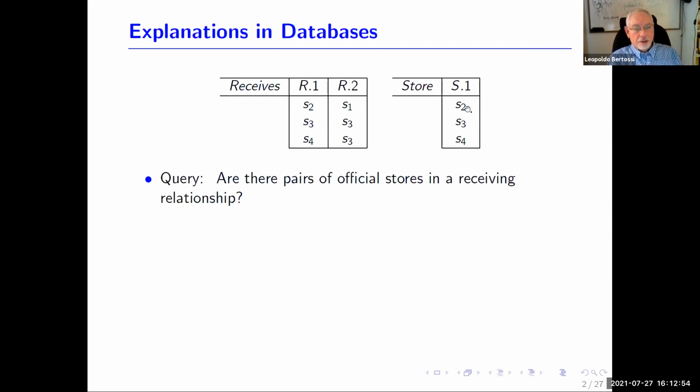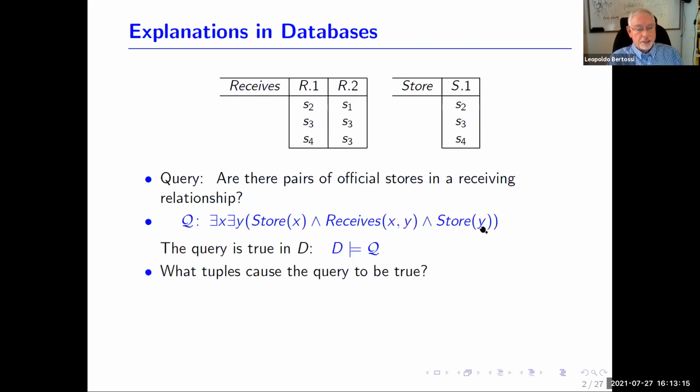So we have a table containing official stores, a table containing a receiving relationship between stores, and then we are querying: are there pairs of official stores that belong here in a receiving relationship over here? It is easy to see that the query can be expressed in this way, and it is true in the database because it is possible to create the appropriate joins that are expressed here, because the store has to be official. So that is true. So the question is, what tuple causes the query to be true?